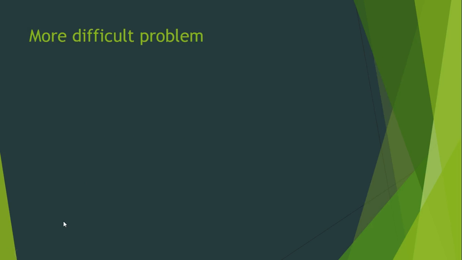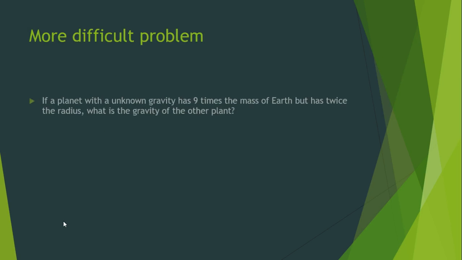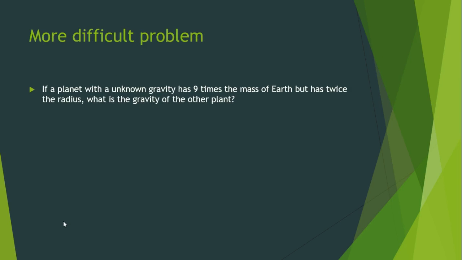So, moving on. Here's a more difficult problem, but the same principle. If a planet with unknown gravity has 9 times the mass of Earth, but has twice the radius, what is the gravity of the other planet? And the great thing about this problem is you do not need to know any information about the radius or the mass of the Earth. You just use a comparison.